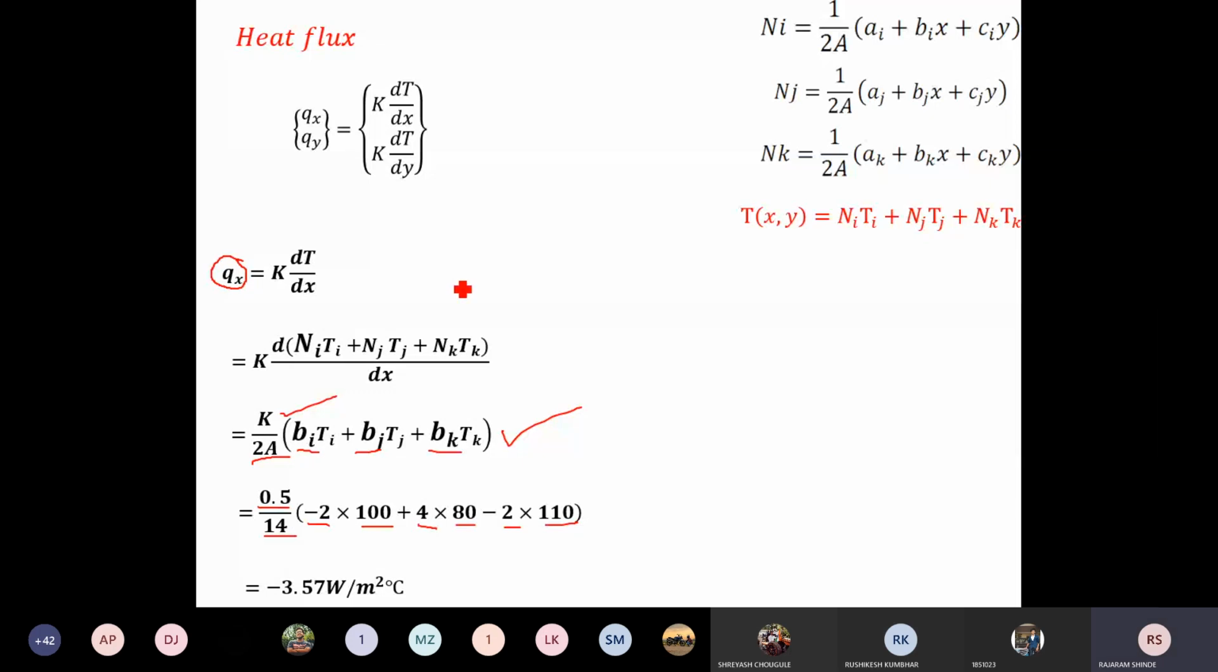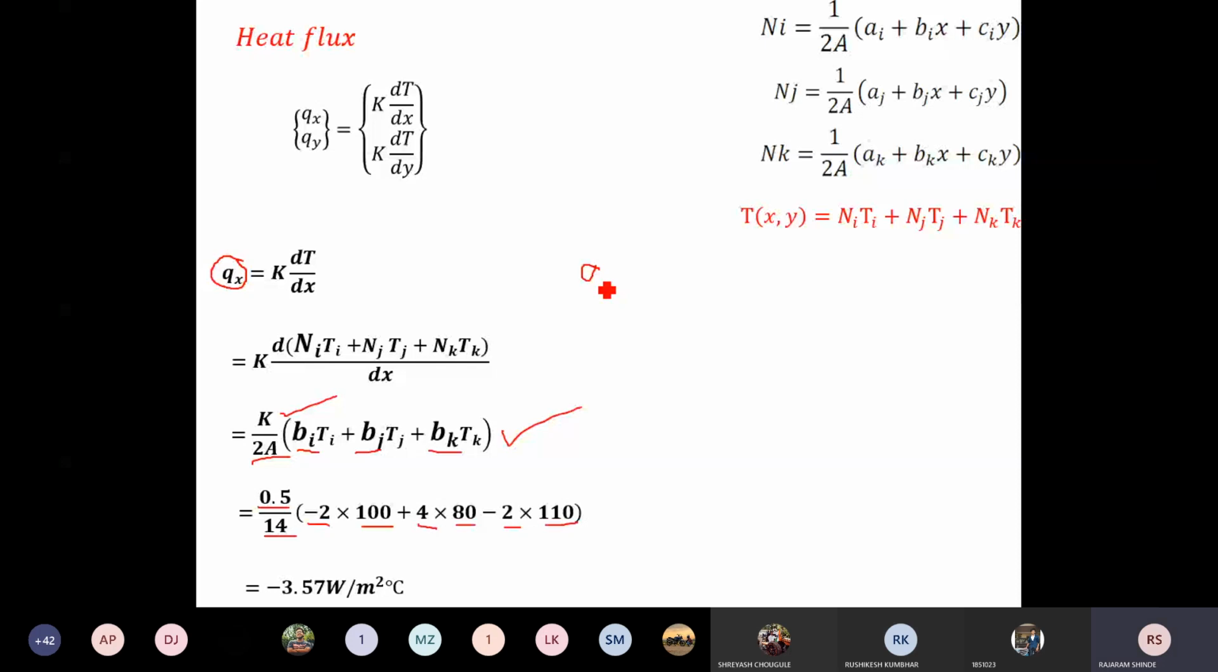Now any doubt in this case? If you have doubt, you can ask me. Rushikesh Dore. Rushikesh, if you have doubt, you can ask me. Rushikesh Dore, have you got it? Rushikesh Kumbhar, have you got it? Yes, sir. Now you tell me for Qy.